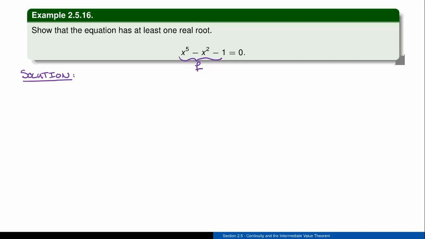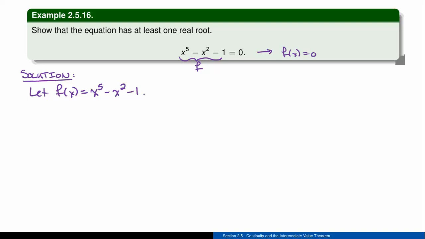So to start this off, I'm going to let my function f of x equal that left-hand side: x to the fifth minus x squared minus 1. I've identified the left-hand side of this equation to be this little polynomial. So what this polynomial equation really looks like is the equation f of x equals 0. My goal then is to find a value such that when I plug it in, it's going to give me this 0.